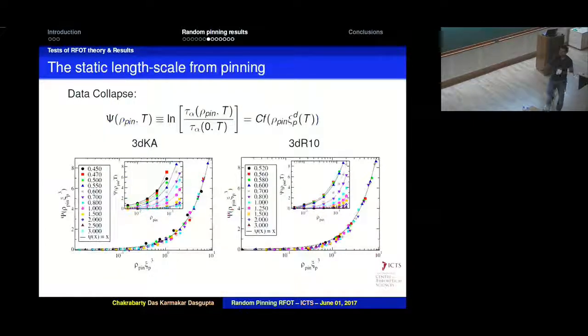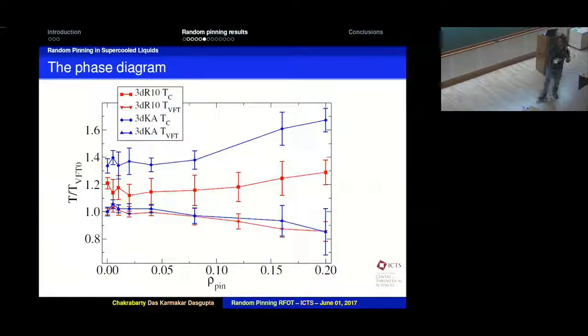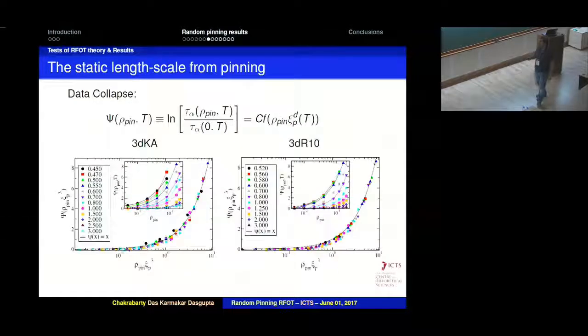This result has some controversy, and it's not agreed upon, as thermodynamic calculations don't agree with this result, but this is what we get just by looking at dynamics.